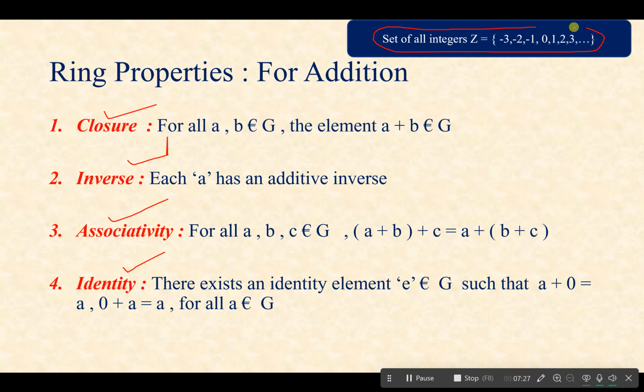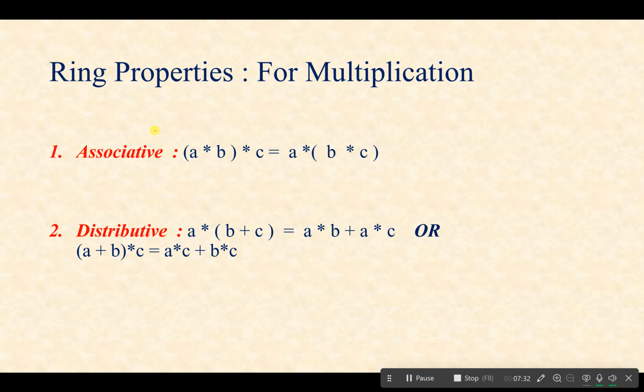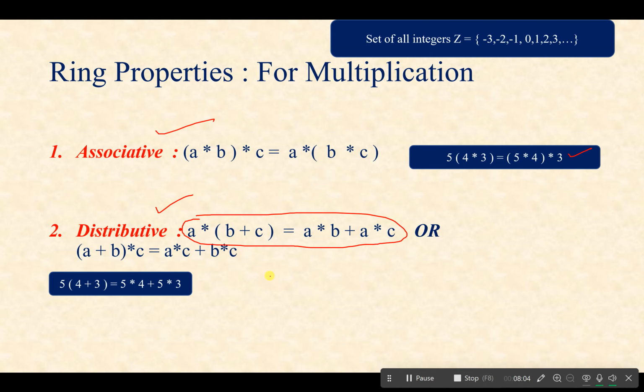Now let us take this example: the set of all integers Z. There are also additional properties, the associative property and the distributive property. First, if you multiply A and B and then multiply by C, or multiply B and C and then multiply by A, the result does not change. So here also, if you change the order, the result should not change. For example, 4 into 3 is 12, 12 into 5 is 60. Here also, 5 into 4 is 20, and 20 multiplied by 3 is 60. So the result does not change. Similarly, you can verify the distributive property also.